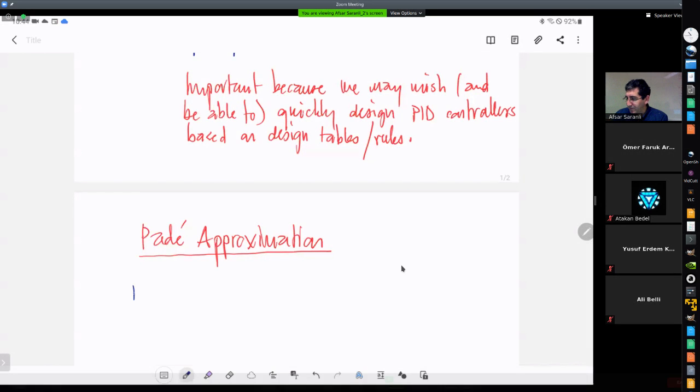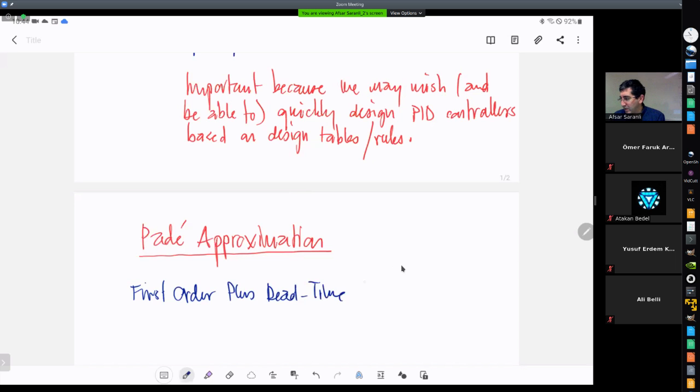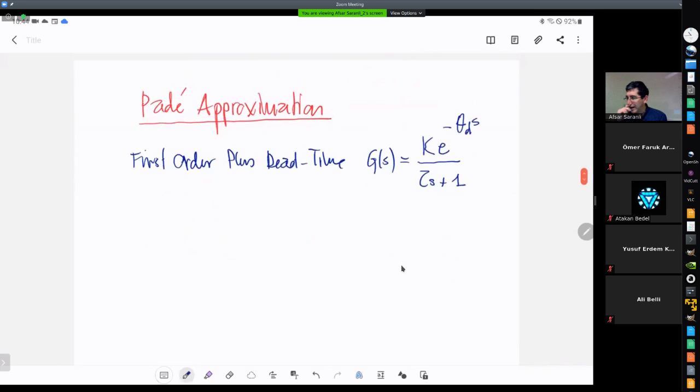So we discussed the first order plus dead time. Okay, remember in this case G(s) was given by our regular first order model with tau s plus 1 again, and also we had an exponential function with a time delay amounting to theta d and s. Okay, so it was an exponential function in the Laplace domain.